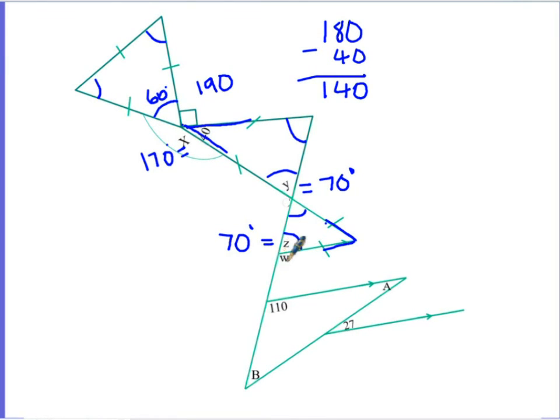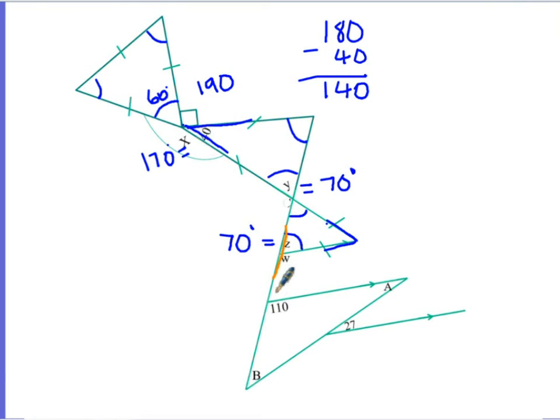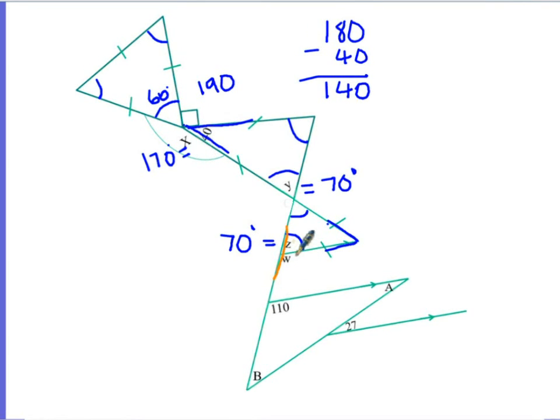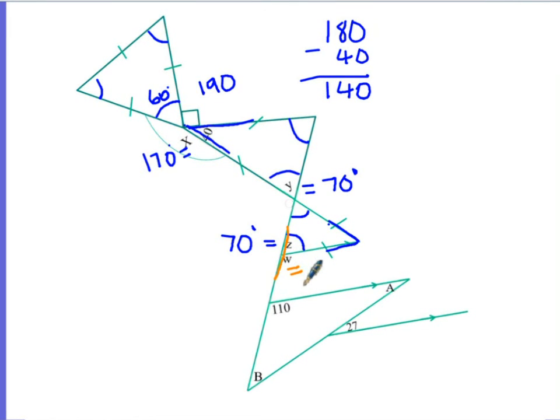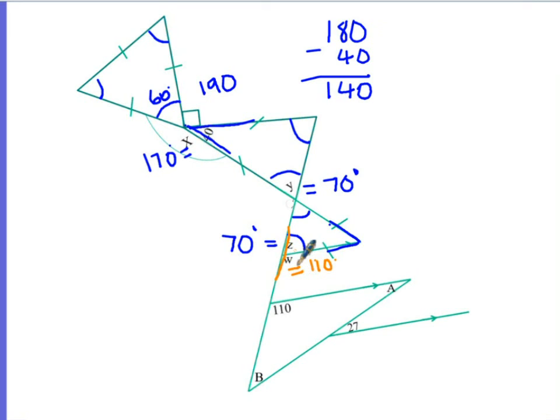To find w, we're going to look at angles on a straight line. We've got this straight line here, and I know angles on a straight line equal 180 degrees. Well, if z is 70, the remaining bit to make 180 must be 110 degrees. That tells me w is 110 degrees.